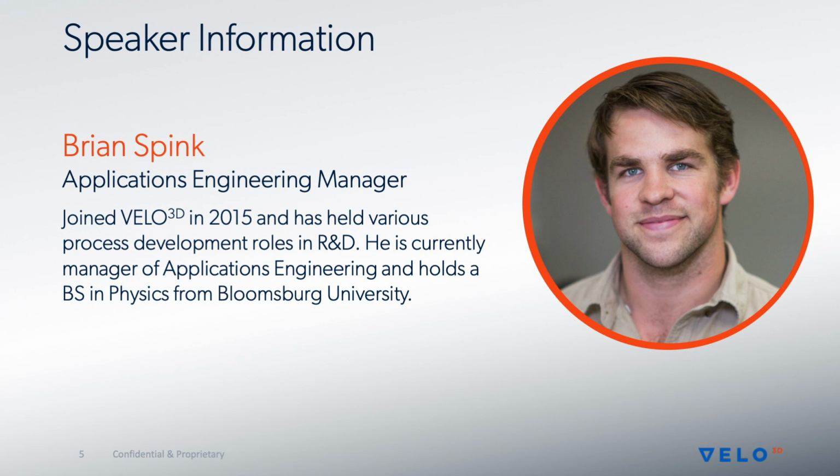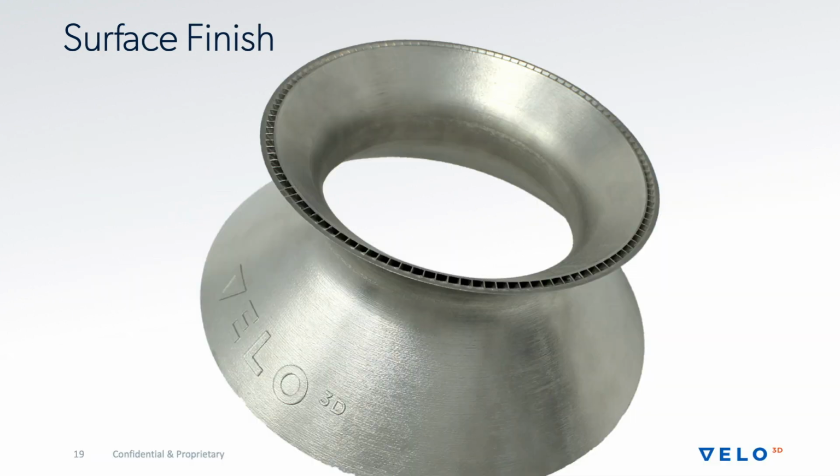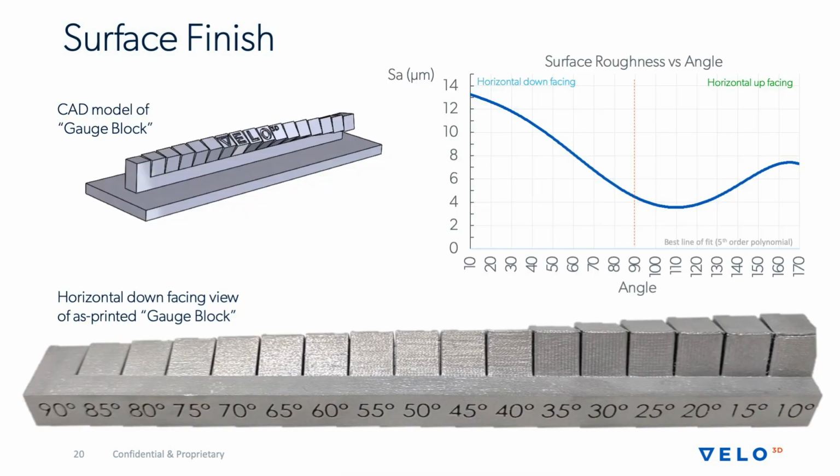All right, talk a little bit about surface finish characterization. Because of the layered nature of the process, the surface finish changes as a function of angle, because you have a step of each layer that comes out, and that step inherently increases the roughness. What you're looking at on the bottom here is what we call our gauge block. It's a standard piece that we throw around to give people an idea of the surface finish, the texturing, the morphology of the surface.